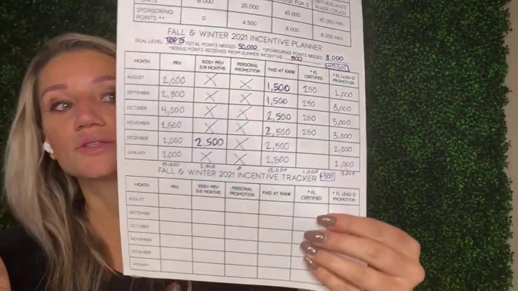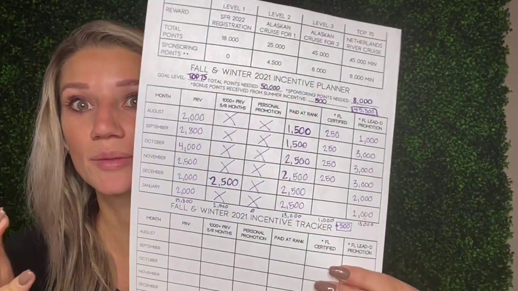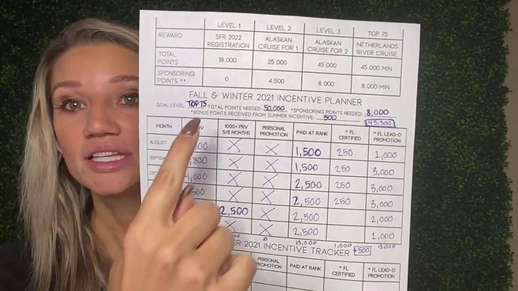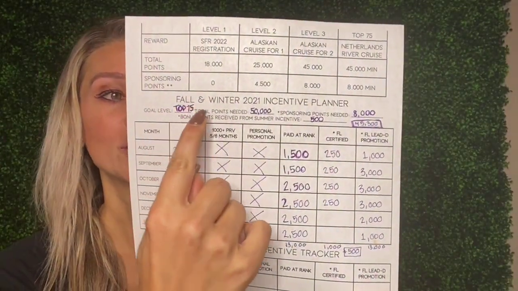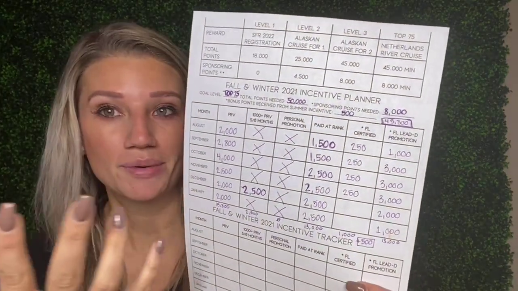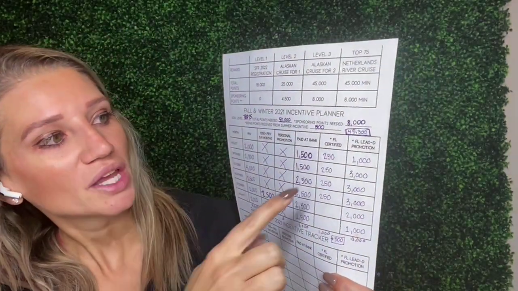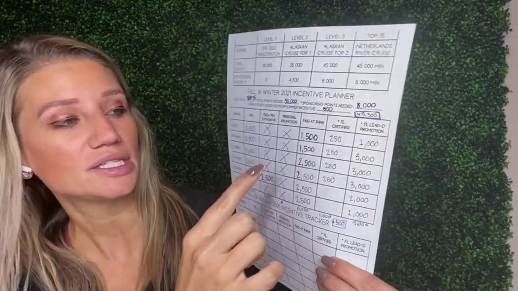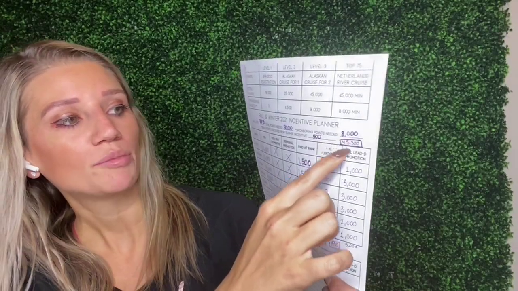And then this is the very first sheet that I did. So it's not updated because it's not my most current one, but I figured this one worked to show you. So here, you can put what level you're wanting to earn. You can put the points that you think are needed. Obviously, for top 75, we don't know how many points are needed for that level. How many sponsoring points you need, and then any bonus points received from the summer incentive. And then you can total up your points.